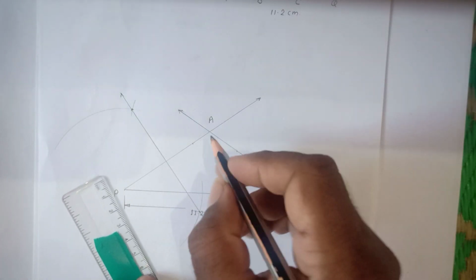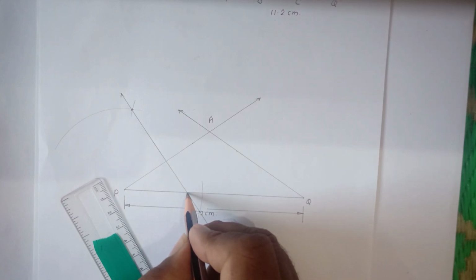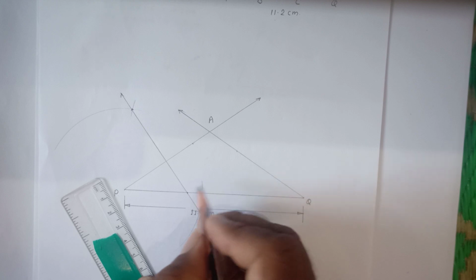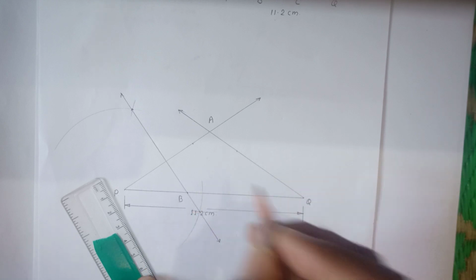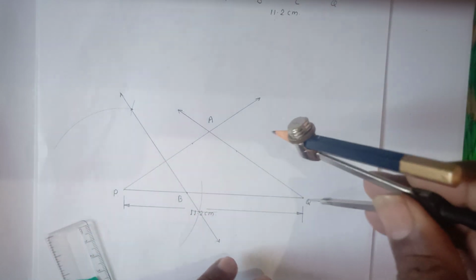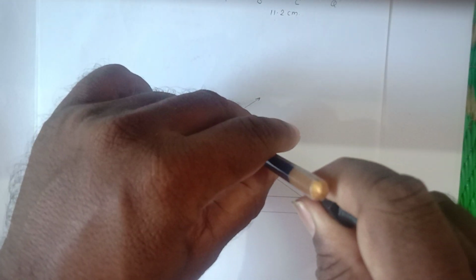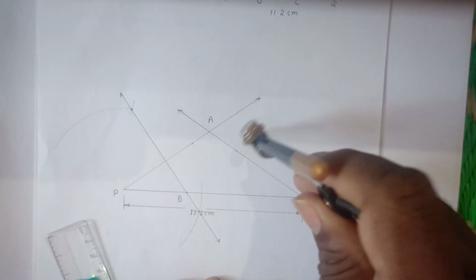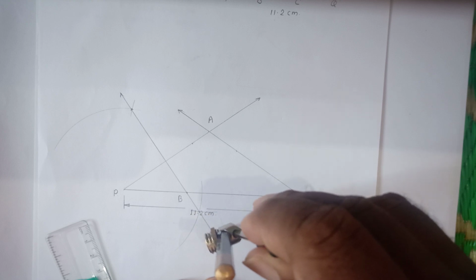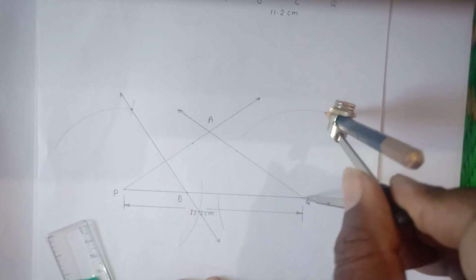These points meet, this ray meets PQ at point B. Now draw the perpendicular bisector of AQ. Take more than half of the distance of AQ in a compass. Draw two arcs on both sides of AQ.